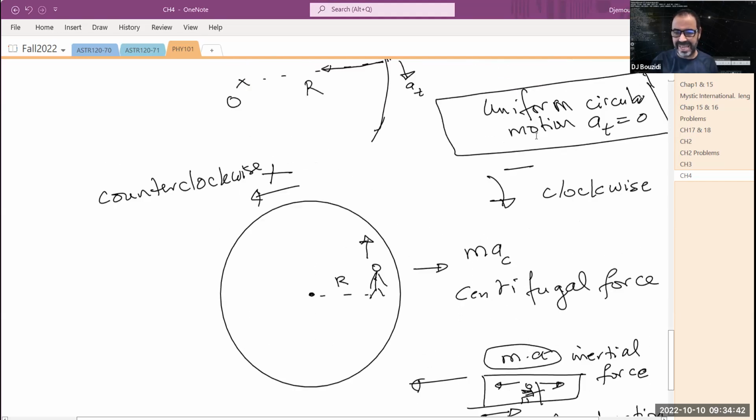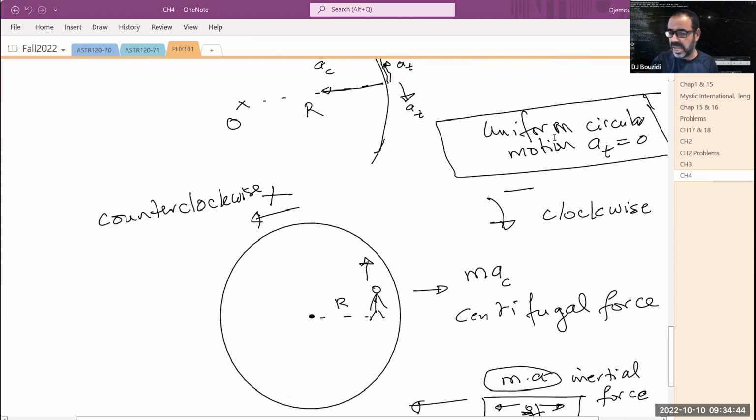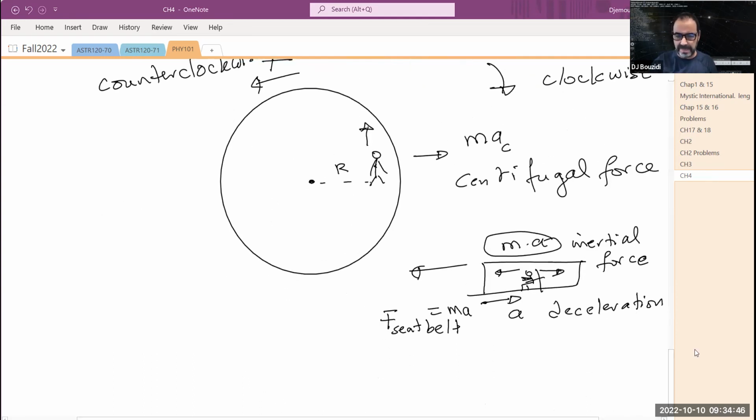So in that case, if at is 0, ac is still there. ac is always there. And that's the bottom line that I'm trying to argue here. The centripetal acceleration is not equal to 0 no matter what. Are you going with cruise control or no control? As long as the motion is on a circle.